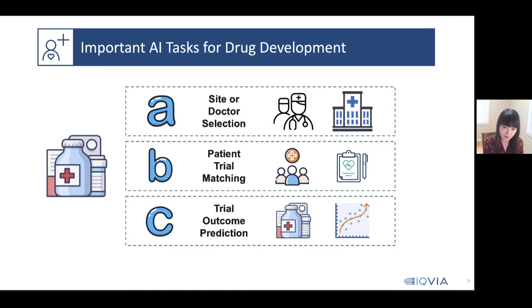And the third one is the ongoing work, which is called trial outcome prediction. We want to predict the trial outcome before a trial actually starts. And here in this talk, I will mainly focus on the first 2 tasks, and I will briefly highlight our ongoing work and some future direction for the third task.